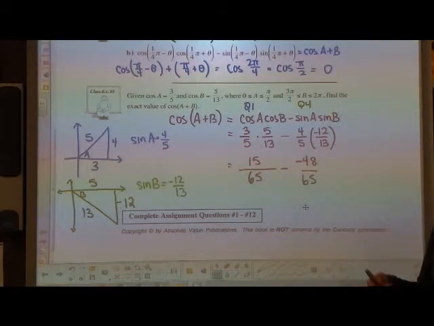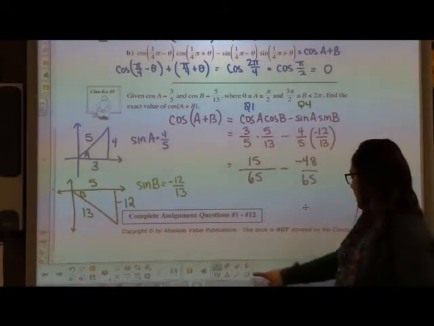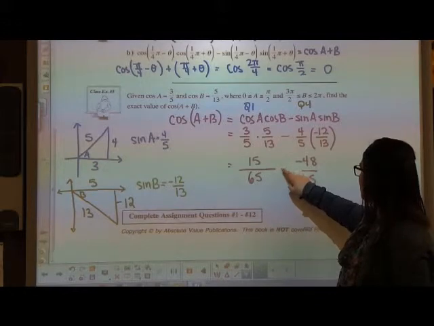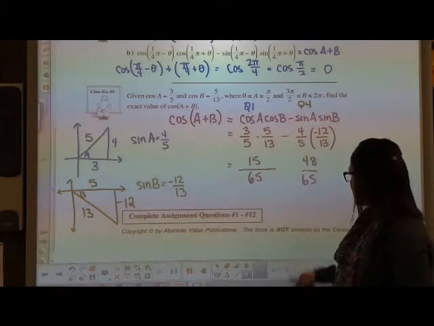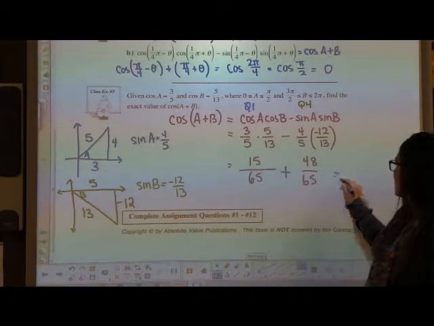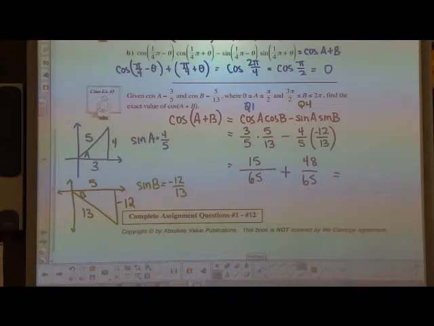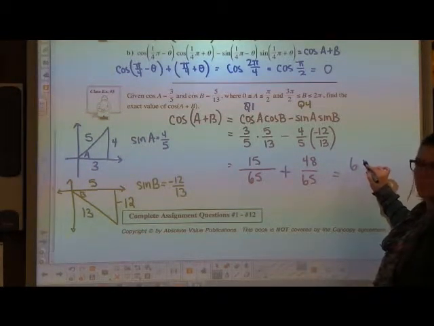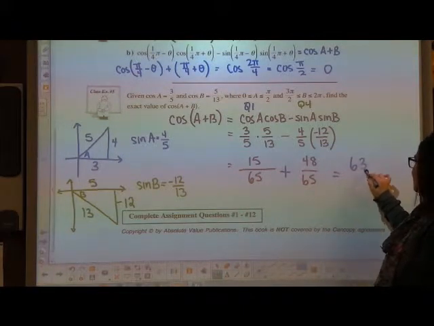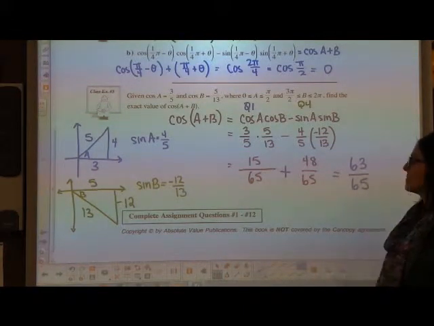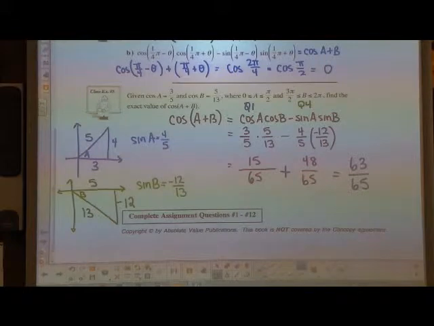Minus negative 48, what can I write? Plus. Plus 48. So I can change this to a plus 48. And what is 15 plus 48? 63. So yeah, 63 over 65 is the exact value of cos A plus B.